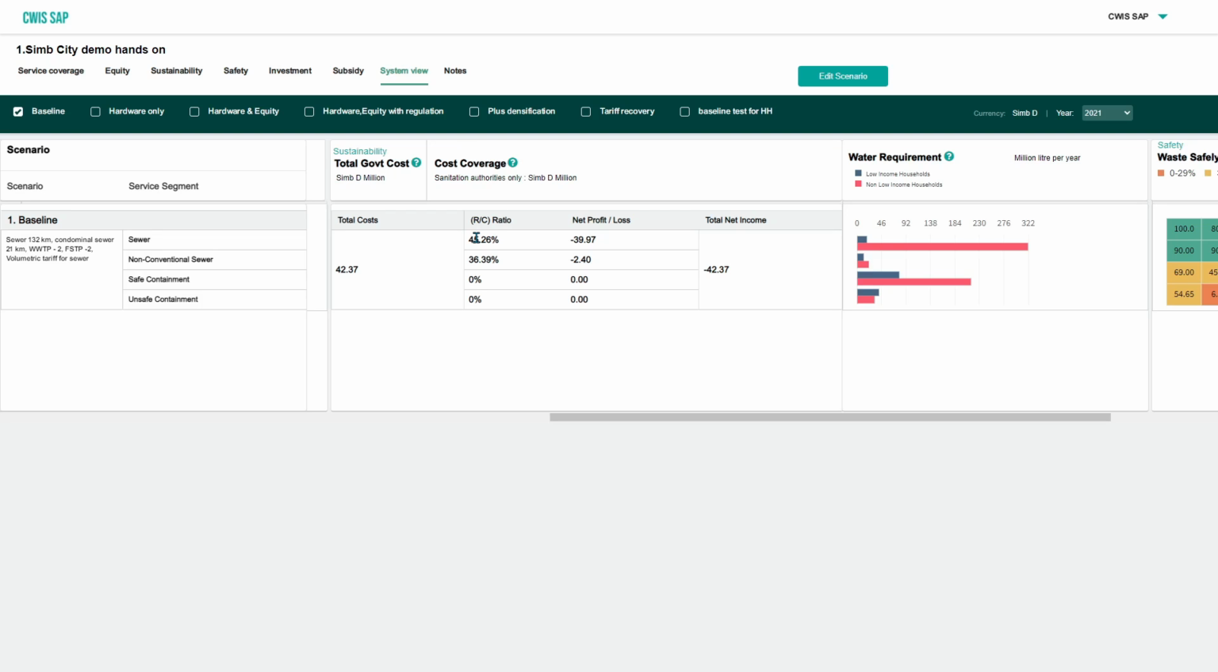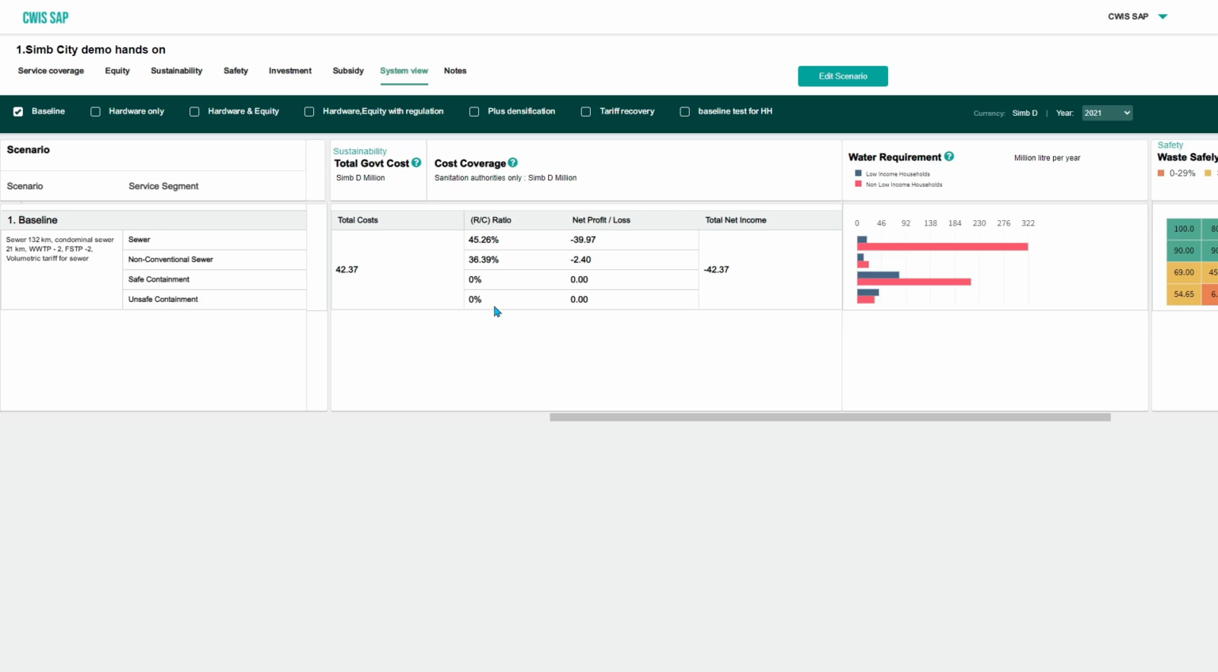Other revenues include non-volumetric revenues such as fees charged. Revenue for the non-conventional category is contributed by the fees paid per connection type. The emptying and transportation charges paid by the household to the utility operated vehicles and the tipping fee to the FSTP are included in the safe containment and unsafe containment. It is important to note that the cost coverage here is represented for the public authority or the sanitation authority only.